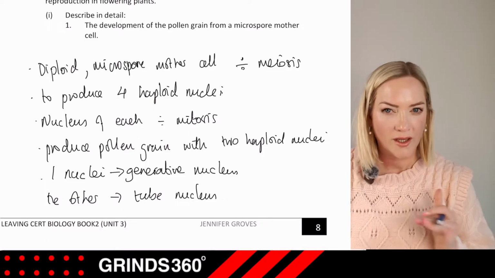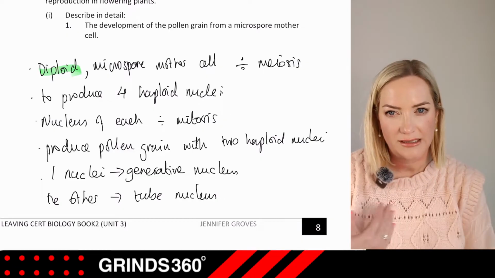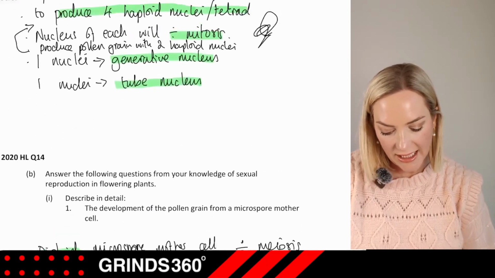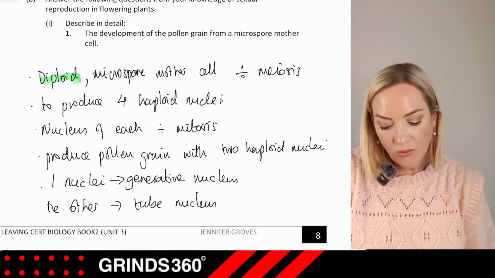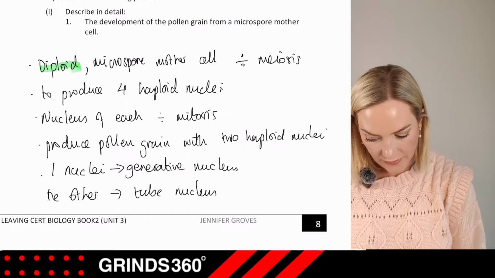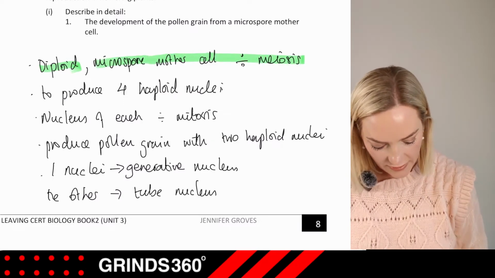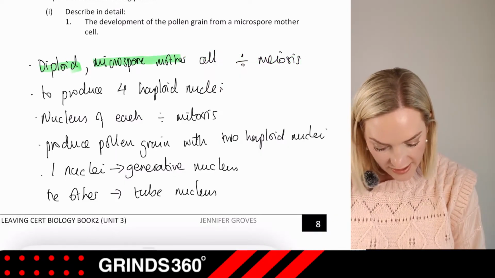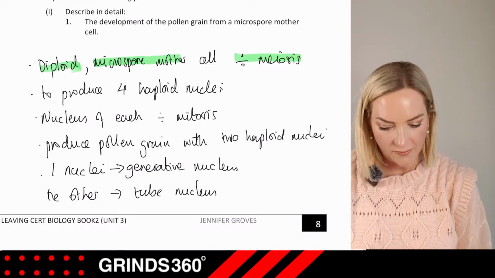Again, keywords, where are the marks going for? Diploid. Not microspore mother cell, because that's already implied in the question. But you can see in 2020 it wasn't there, so we can get the mark for it. Would I learn diploid microspore mother cell? Yes, I would. So diploid microspore mother cell divides by meiosis. So 3 marks there, 3 points there, that's so far 9 marks.